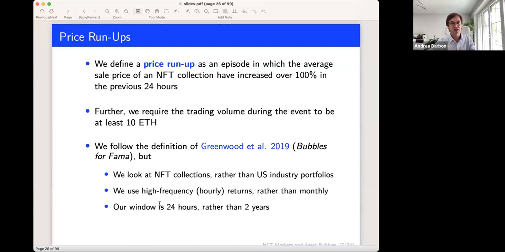Okay, so basically they have a window of 24 hours. So we require this price run-up to happen within 1 day, while in this other paper, they have a 2-year window.